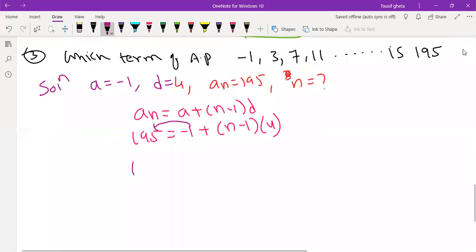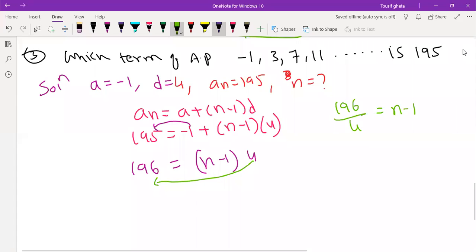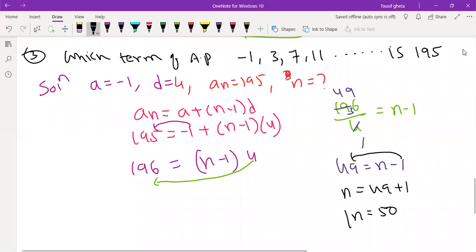195 plus 1 will get 196. You should be a little faster now. So we will get 196 divided by 4 is equal to n minus 1. 4 ones are 4, 4 fours are 16, 4 nines are 36. So 49 is equal to n minus 1. And we will write n is equal to, this 1 will take here, 49 plus 1, n is equal to 50. Even this step you can skip: 49 plus 1 is directly 50.